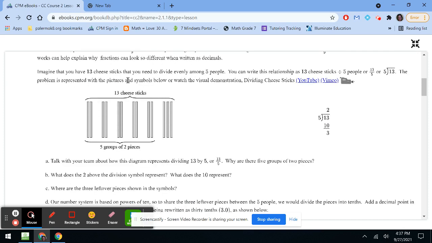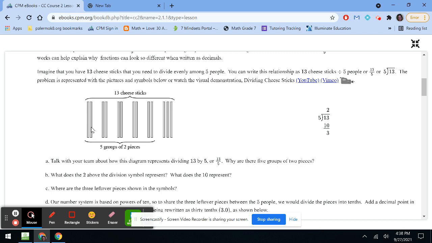So I'm looking at this picture right here. This picture is a representation of the problem along with these symbols right here. The very first problem says, talk with your team about how this diagram represents dividing 13 by 5 or 13/5. I'm looking at this, I see there's 13 total cheese sticks. I see that there's 5 groups of 2 whole pieces. And I see that we have 3 left over here. It says, why are there 5 groups of 2 pieces?